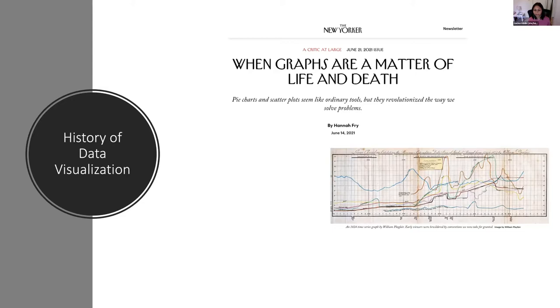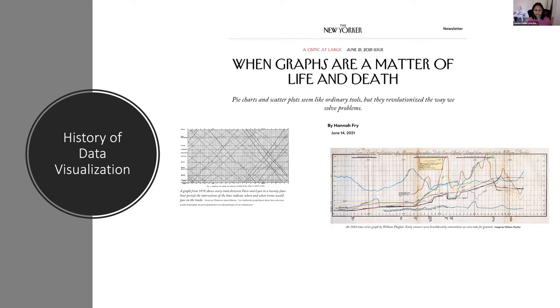But in this particular article in the New Yorker, they talk about how things like the train schedules and the ways that trains go across tracks have been plotted out. This is a plot from 1878, basically showing how it really avoids them crashing into each other if we can visualize them in a way that lets us know what's happening when.